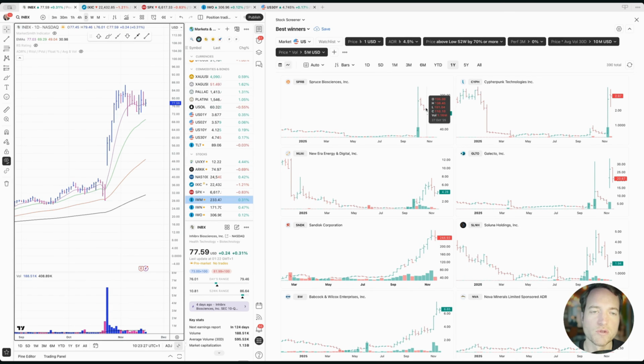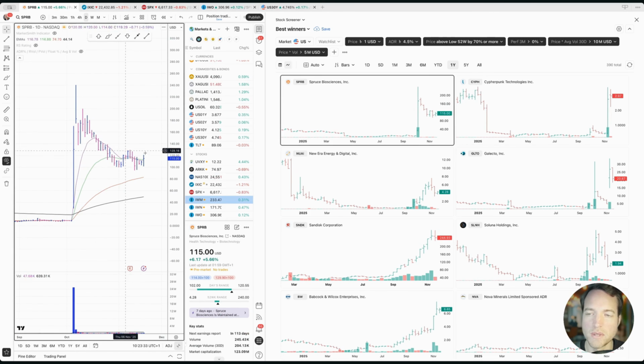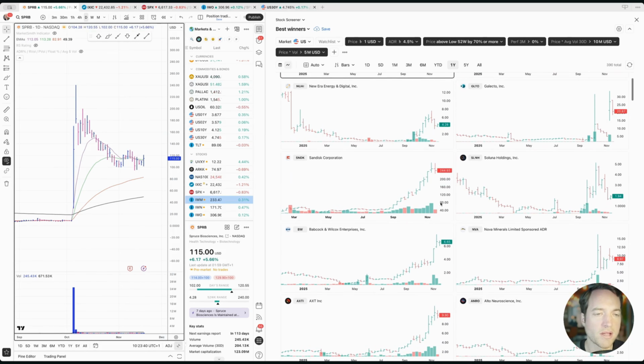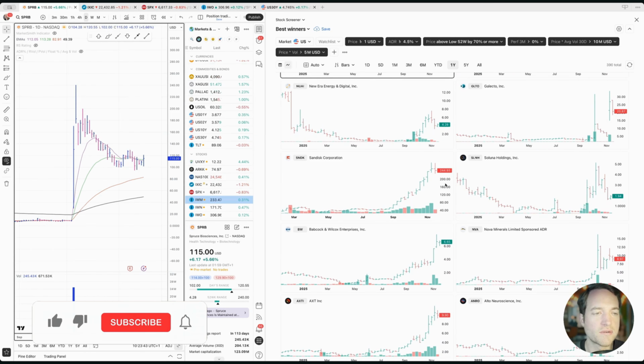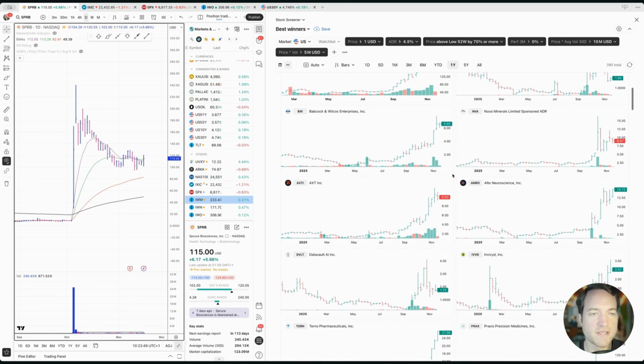SPRB, Spruce Bioscience. This one here is getting tight after a big up move. Could be interesting. It's not liquid enough for me, but you can see it's forming like a bottom after a big up move, so could be interesting. But other stocks that are very extended, like SanDisk, for example, they are not interesting, or like Soluna Holdings, this one is broken down. But you can see that here, for example, with Nova Minerals, you can see that this thing builds higher lows and higher highs, and it's going sideways after a big up move. So this could be interesting.